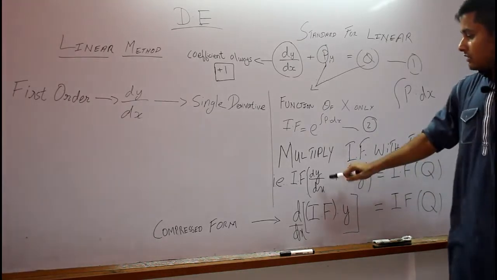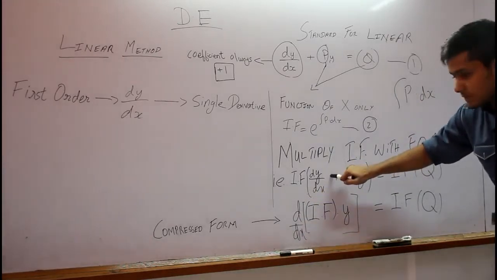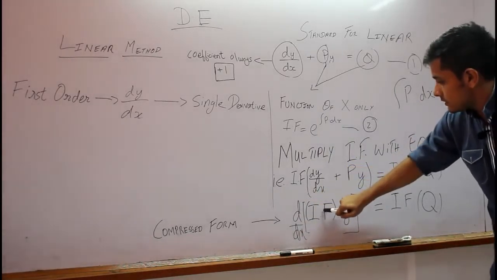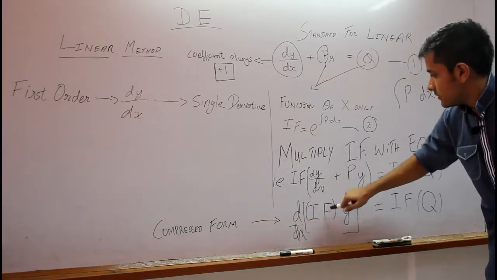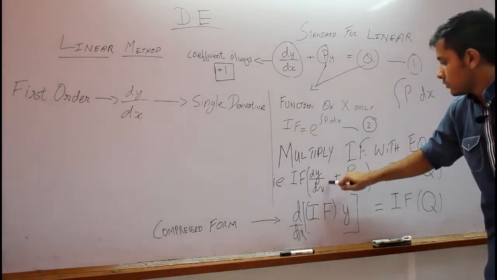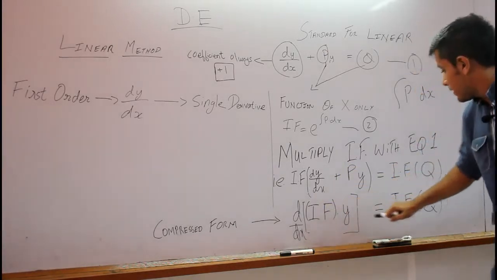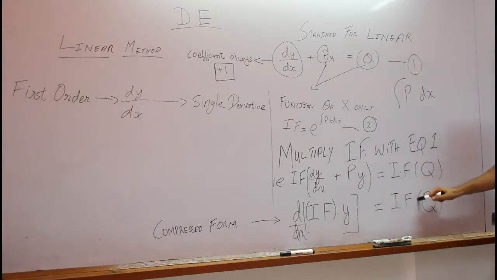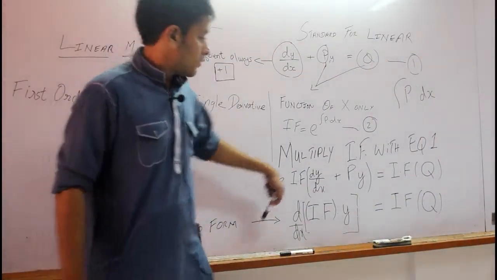Okay. Now this form turns out to be the compressed form of this. If we compress this it turns out to be this, and if we derivate this it becomes this. So we can also write this as dy over dx, integrating factor dot y equals integrating factor multiplied by q. And now we will integrate this whole equation.